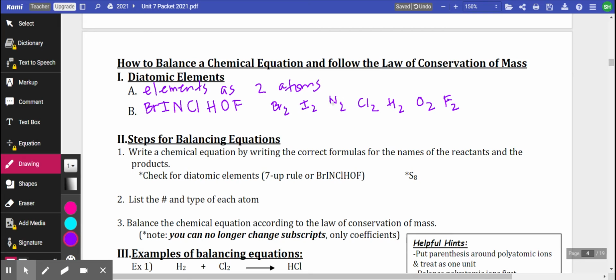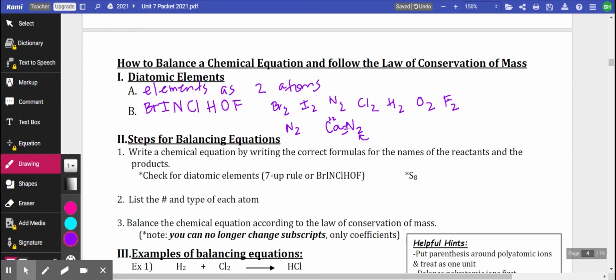If I had nitrogen as part of a compound, maybe like calcium nitride, I would use my correct formula writing rules, where I would write calcium and nitrogen, and then crisscross their charges. So I get Ca3N2. This 2 is here only because calcium has a +2 charge, and we had to crisscross our charges. It is not here because of the Brinkelhoff. So when you have nitrogen by itself, it would be N2.